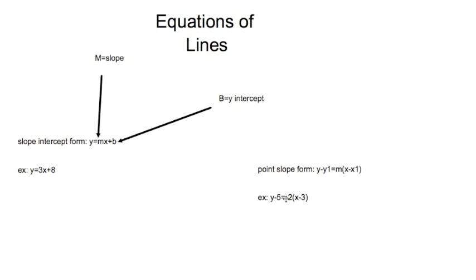An example of that would be y − 5, which is one of the coordinates, is equal to −2, which would be the slope, times (x − 3), which is another coordinate.